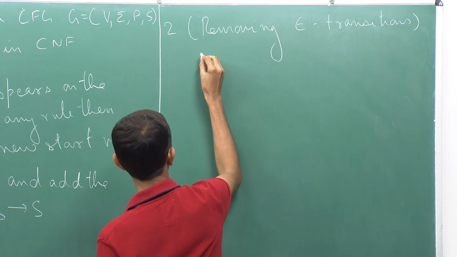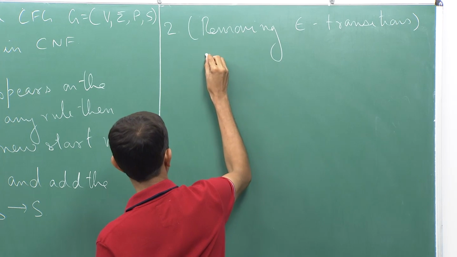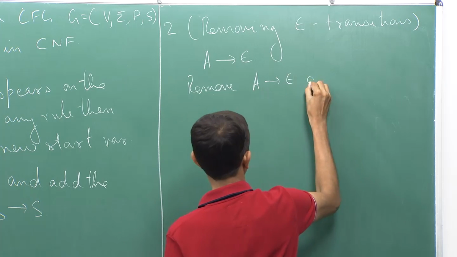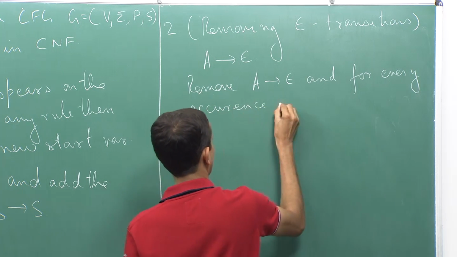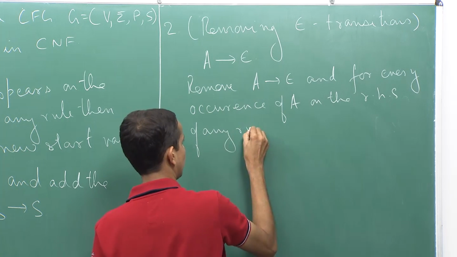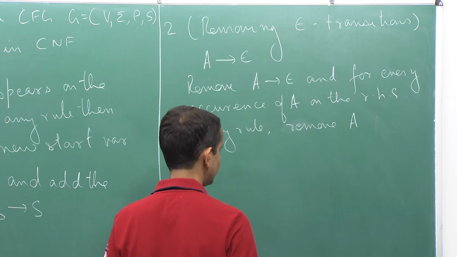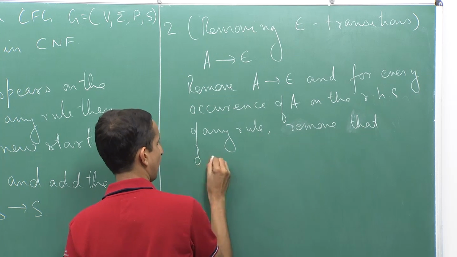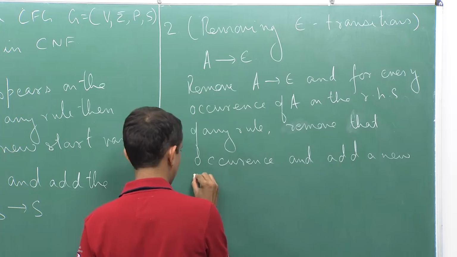So, say that the grammar contains a rule A going to epsilon, then remove A going to epsilon, and for every occurrence of A on the right hand side of any rule, remove that occurrence and add a new rule.